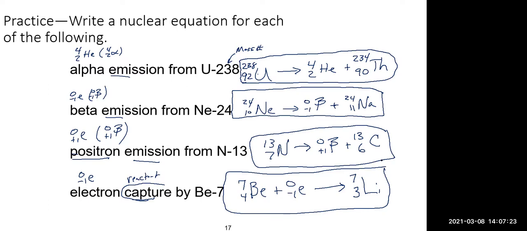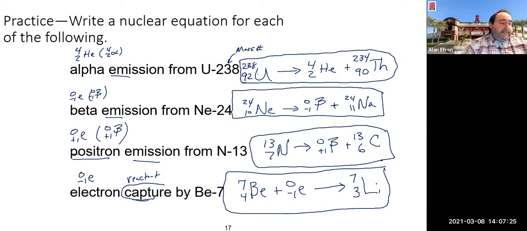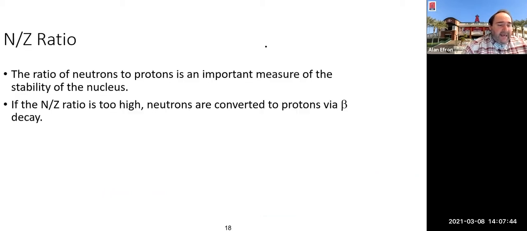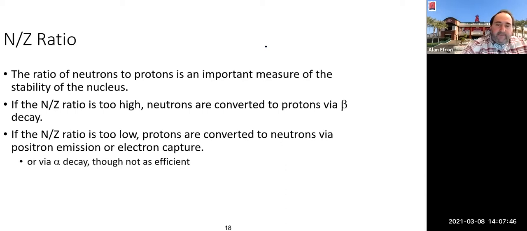Okay, so the next thing we're going to talk about then is stability. How do we know, for example, if this is going to be a stable nucleus, or is it not going to be a stable nucleus? The way that we determine that, there's a few different ways. A very popular way is what is sometimes referred to as the N to Z ratio. N being neutrons, Z being atomic number. So this is basically the neutrons to protons ratio.